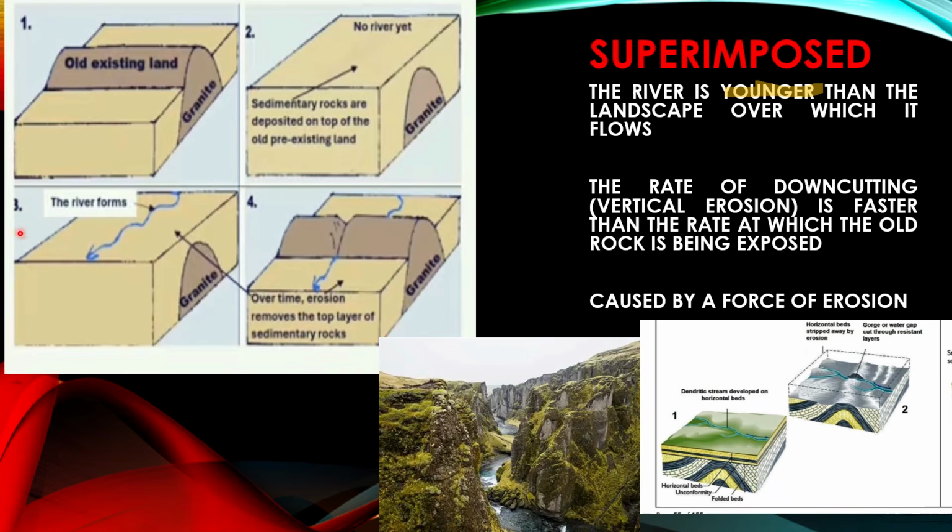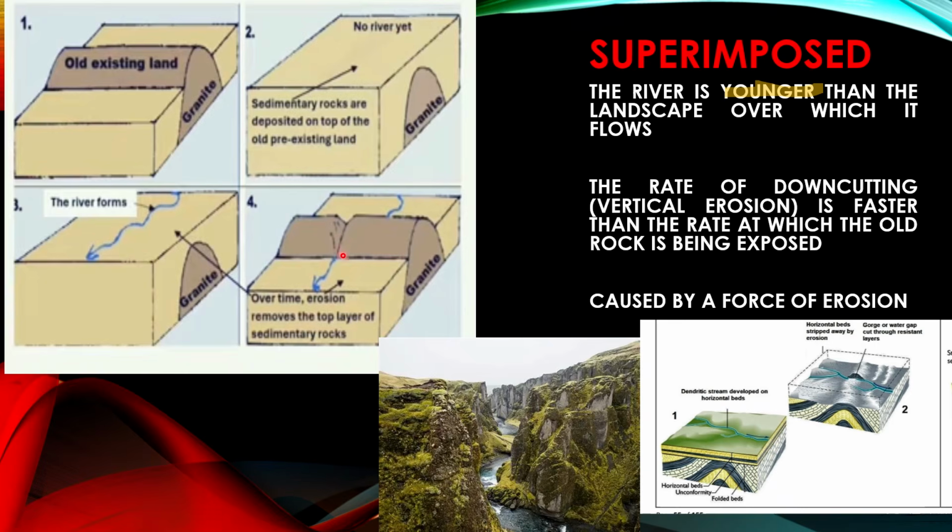If you go to diagram number 3, our river starts to form. Now, the river is going to cause downcutting or vertical erosion until this sedimentary rock layer on top is removed. Can you see on diagram number 4, the sedimentary rock layers are removed from above this granite rock? Now remember this old existing rock from step 1, it is now exposed, and the river has cut through it. There's been vertical erosion or downcutting to form this landform.